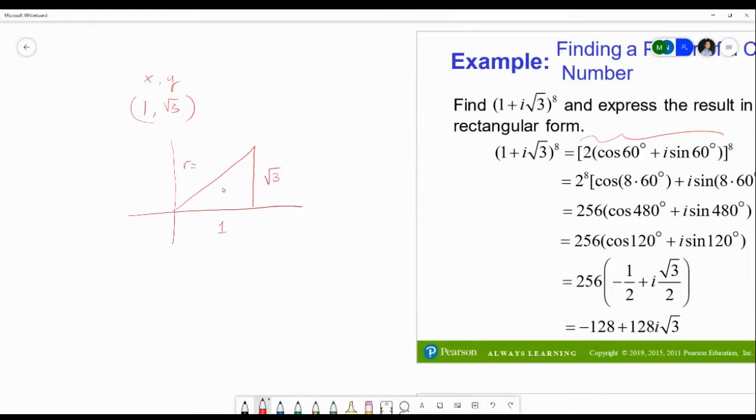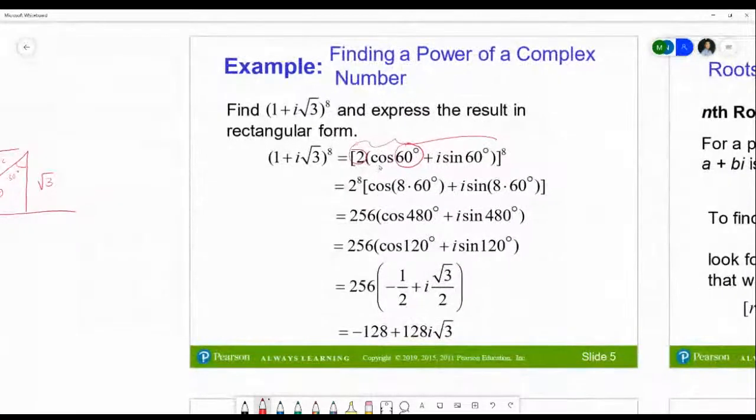This is x, this is y. To find r, just use the Pythagorean theorem: square root of 3 squared plus 1 squared. The square root of that will give you square root of 4, which is 2. Okay, so this is basically a 30-60-degree triangle, where this one is 30 and this here is 60. So therefore, you can see that theta equals 60 degrees. My r value here is 2. So to write it in trig form, we have r cis theta, where theta is 60 and r is 2.